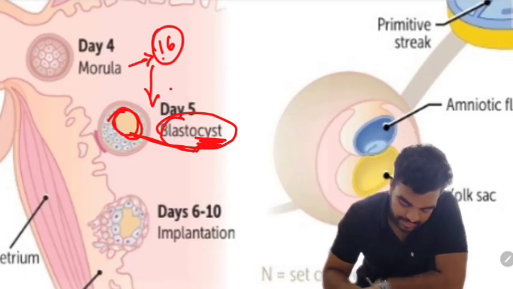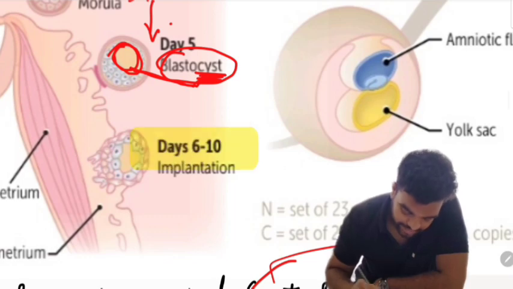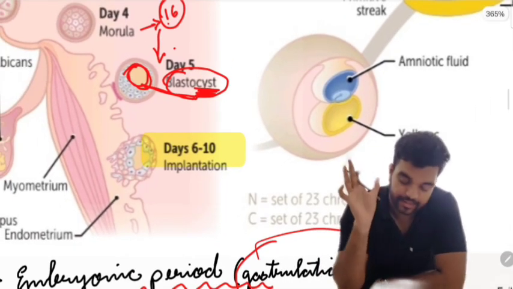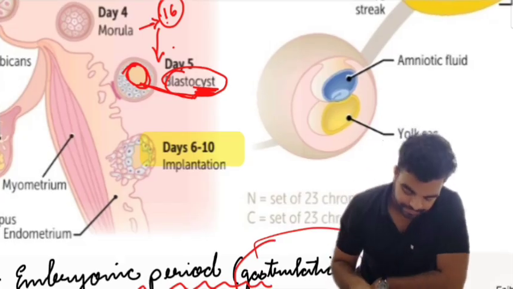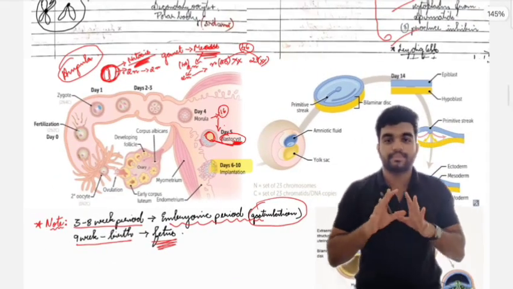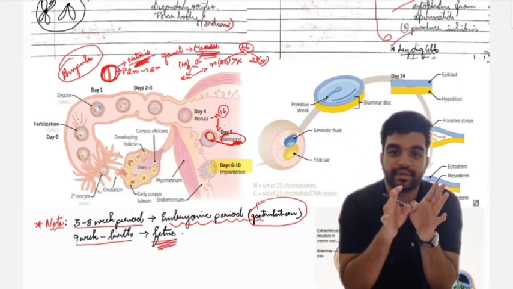You need not remember these days and all. The only important day that you need to remember is the day of implantation. That is day 6 to day 10. That is all you will have to remember. The only important date is day 6 to day 10, the implantation occurs. This is all about the basics of embryology. This is all you will have to remember in embryology basics.